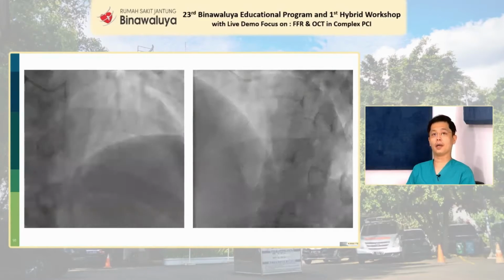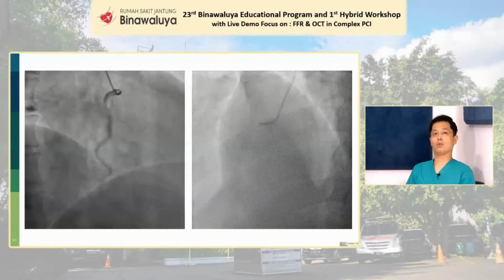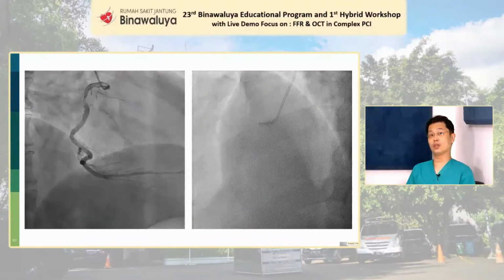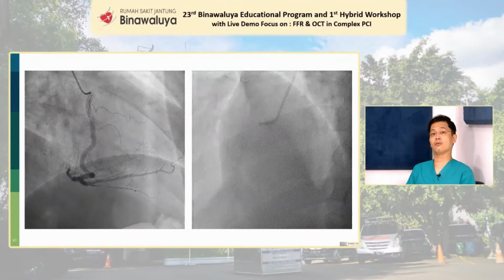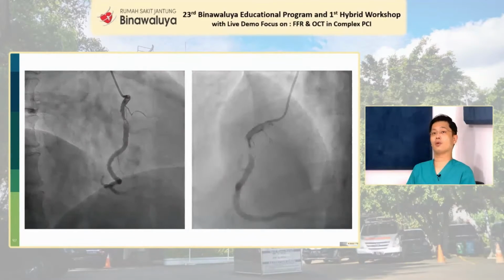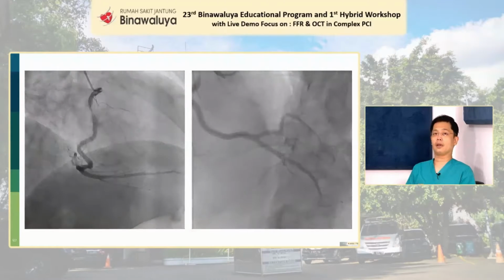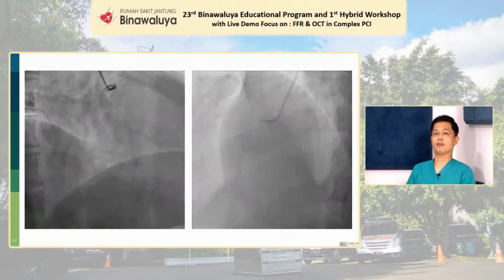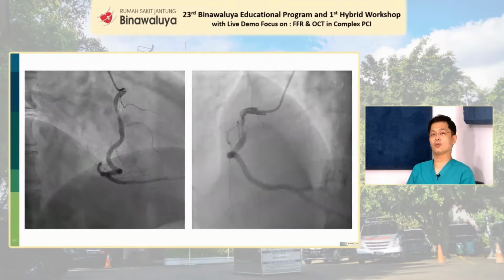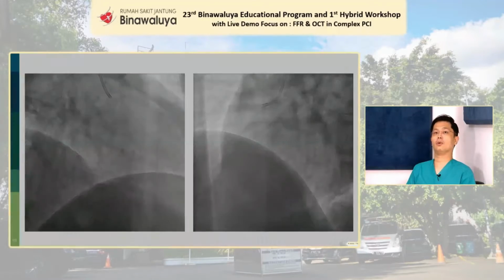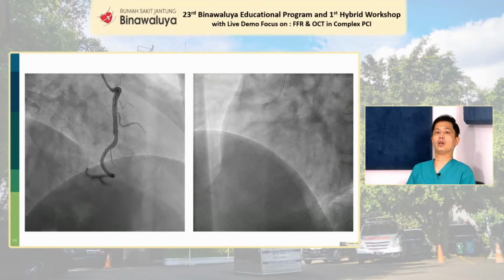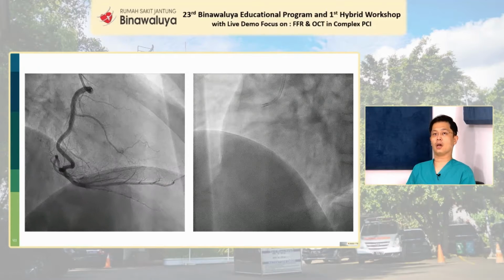I think, Benny, in the morning, there was a question as to when you should and when you should not. But for this sort of lesion, especially what you can see on screen right now for the RCA, clearly this is the culprit based on the ECG. Angiographically, it appears to be very significant. So this lesion was fixed without physiology to begin with. Of course, OCT was used, and this was the result post-PCI of the RCA.